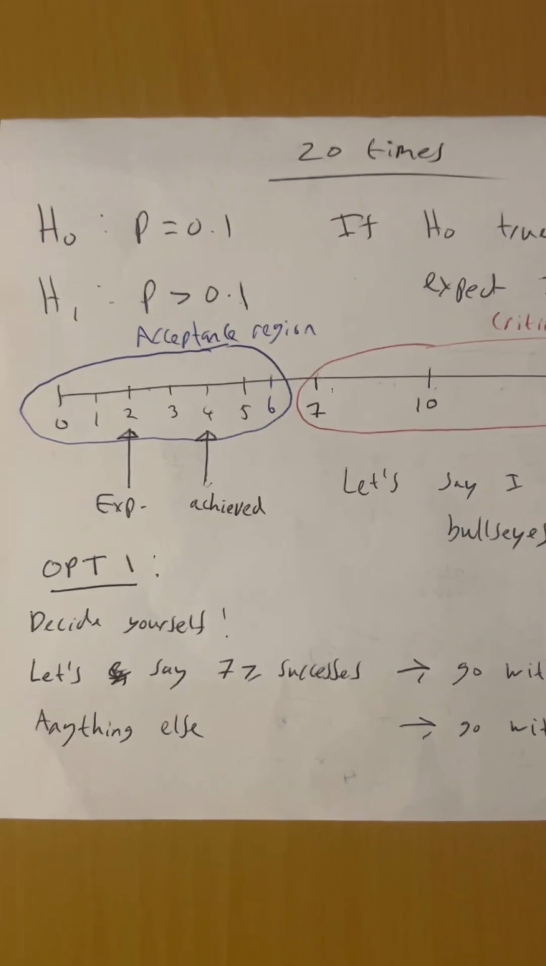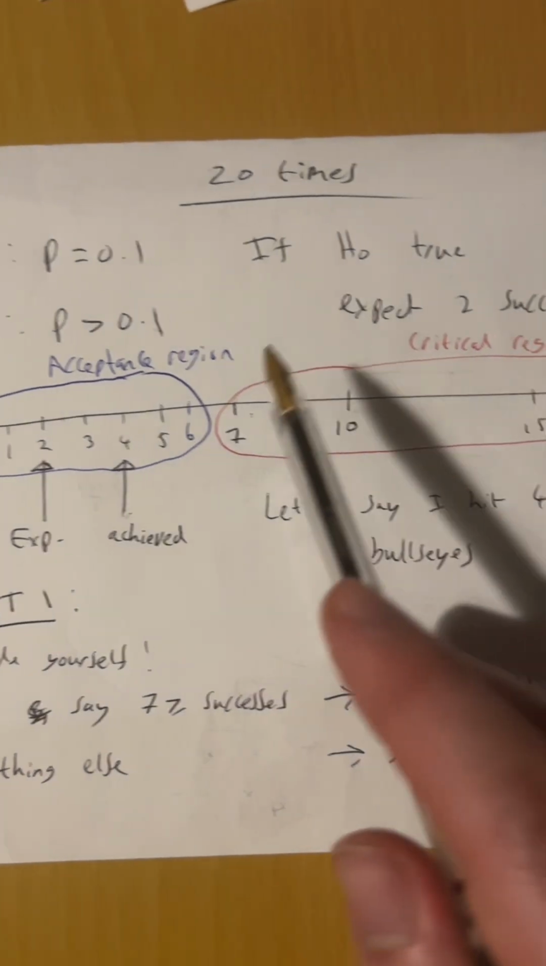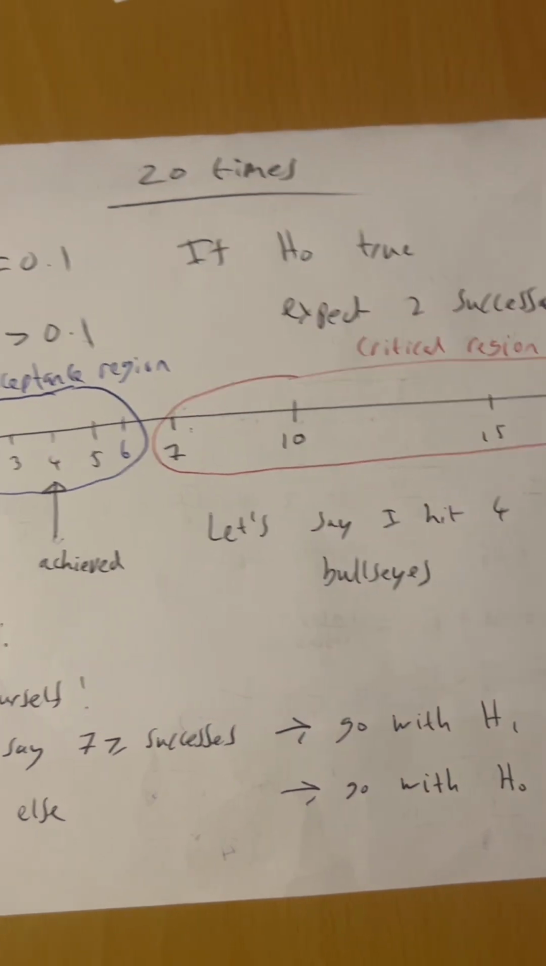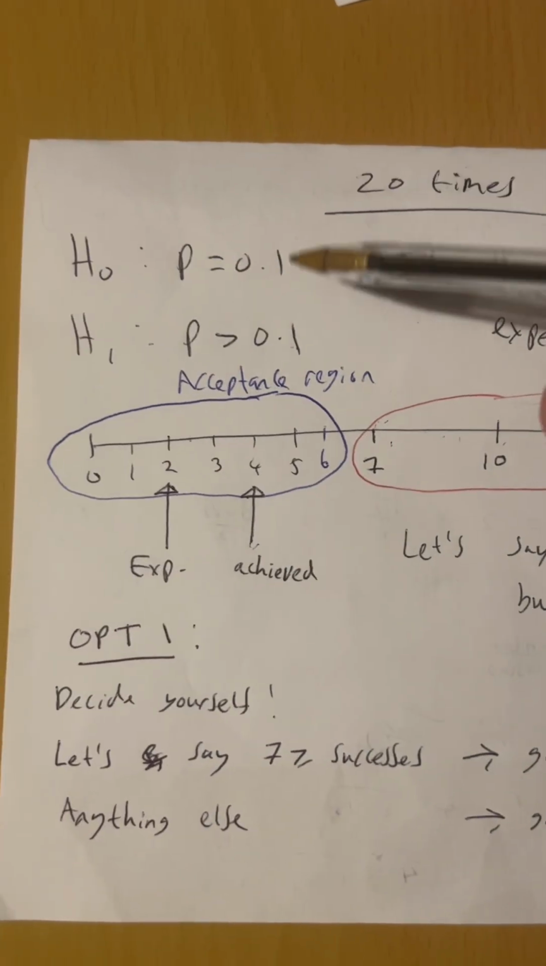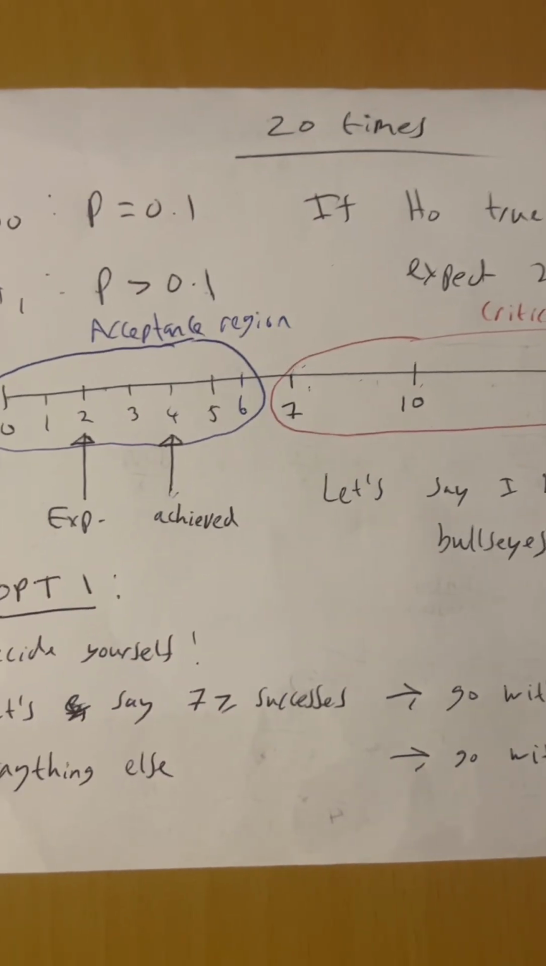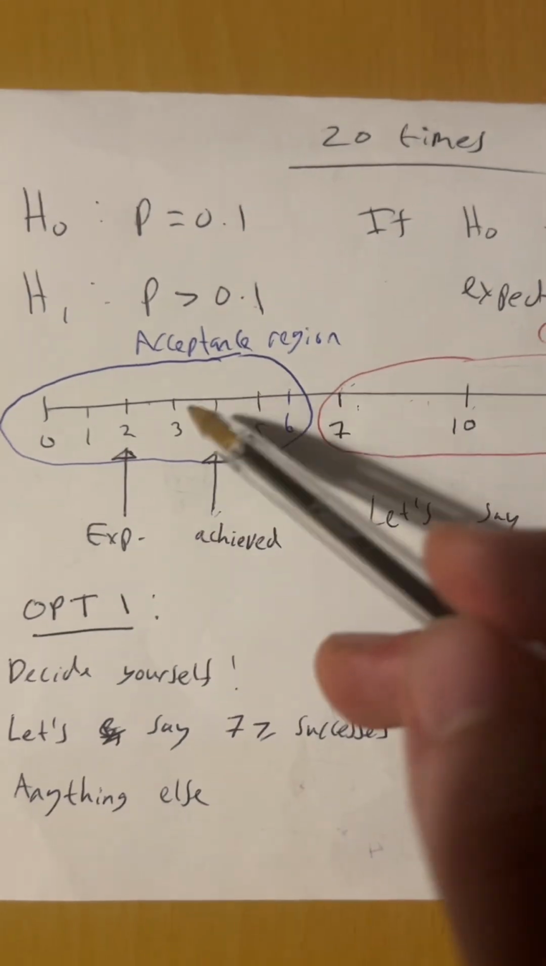Now, why was this not a very good hypothesis test? Well, because I decided what the critical region was. I decided that 7 or more successes was going to make us reject H0. I actually chose the numbers myself. That is not a very scientific or mathematical approach, just deciding what's going to be okay and what's not going to be okay. Now, there are two ways that you could make this whole situation more mathematical.